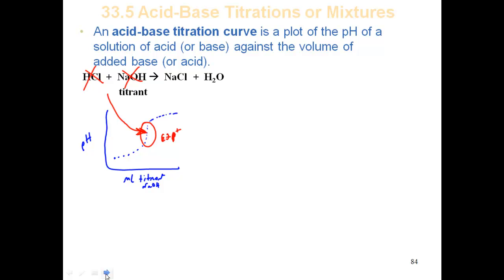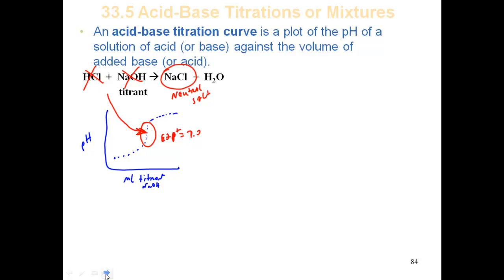Now, where will that happen? Well, let's look at what's forming as a product. We have sodium chloride. What is sodium chloride? That is a soluble salt. What kind of salt is it? That's a neutral salt. So, since the only thing that's left is a neutral salt and water, that equivalence point is going to be at 7 pH.